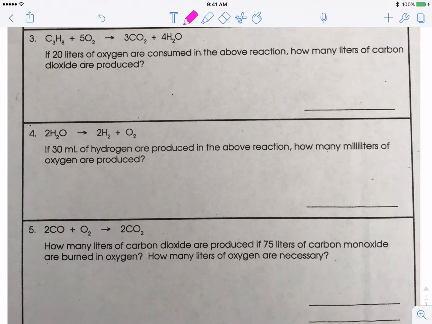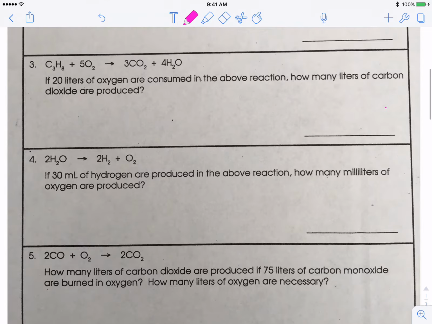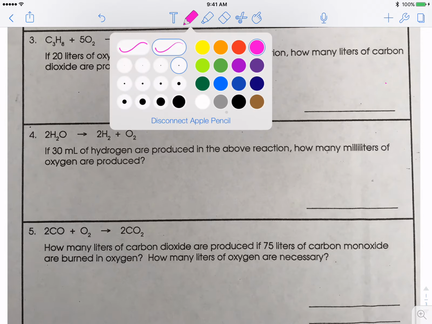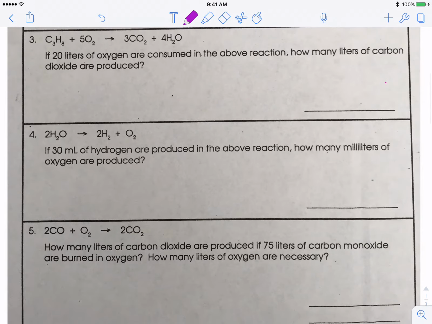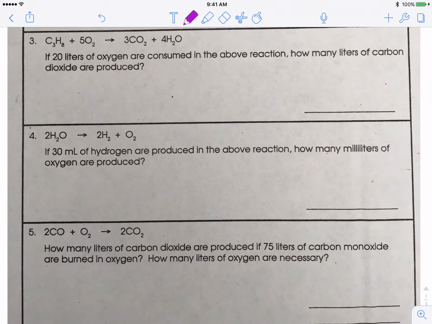Alright, for those who don't want to wait, and maybe you've done 3, 4, and 5 on your own and you want to double check that you have it done correctly, I'm going to go ahead and show you how I do them. So for number 3, I'm going to do it the long way, and then maybe for 4 and 5, I'll do half and half.